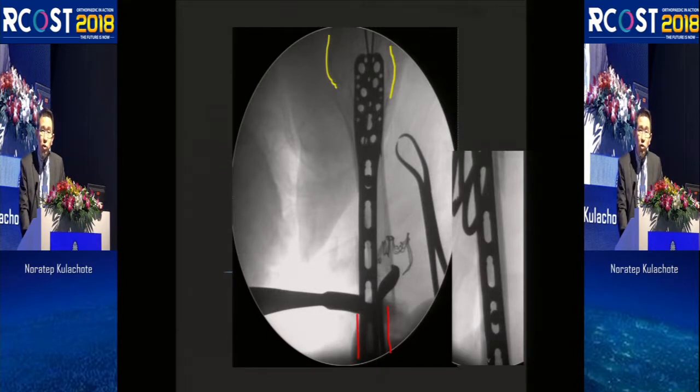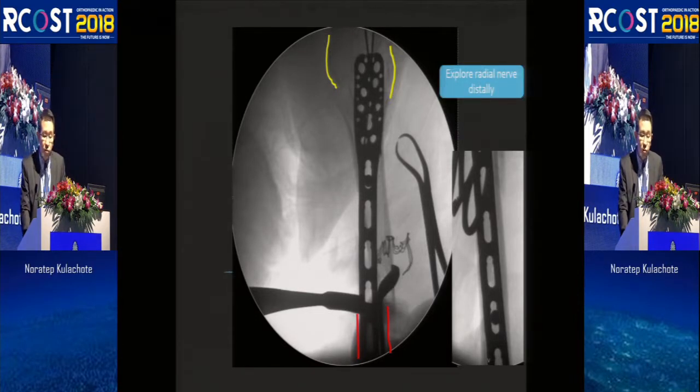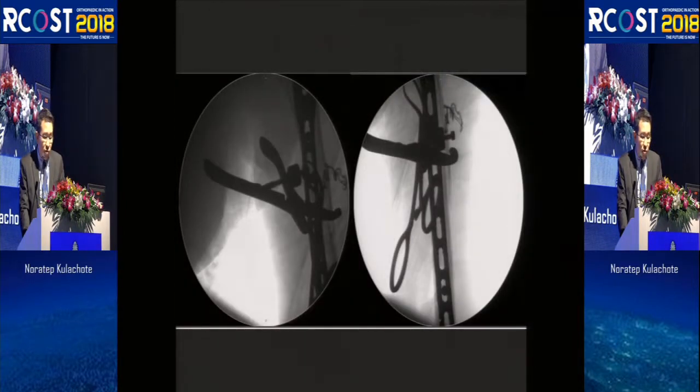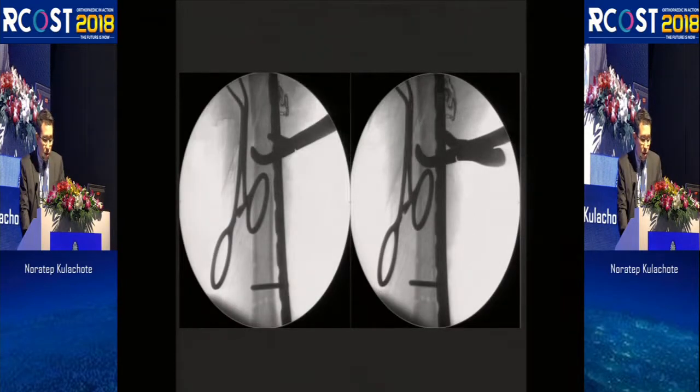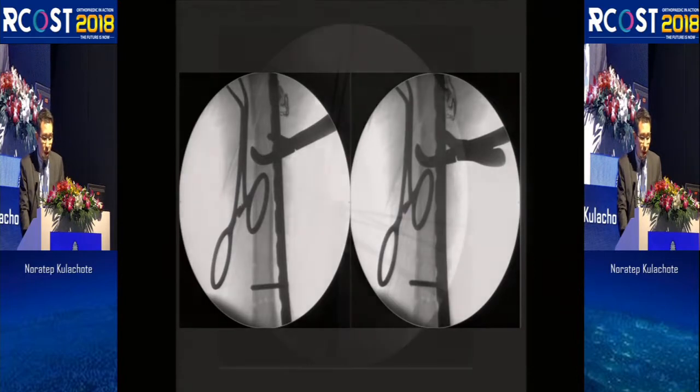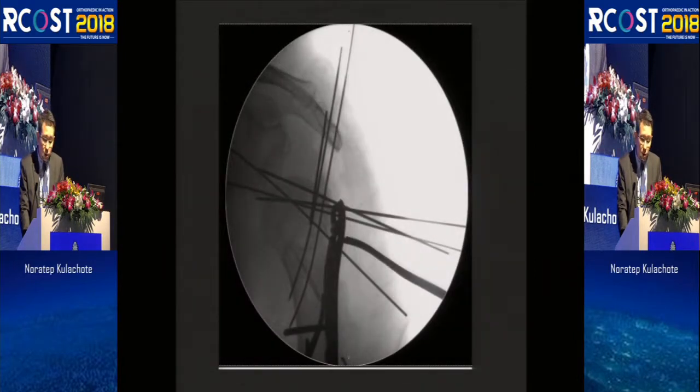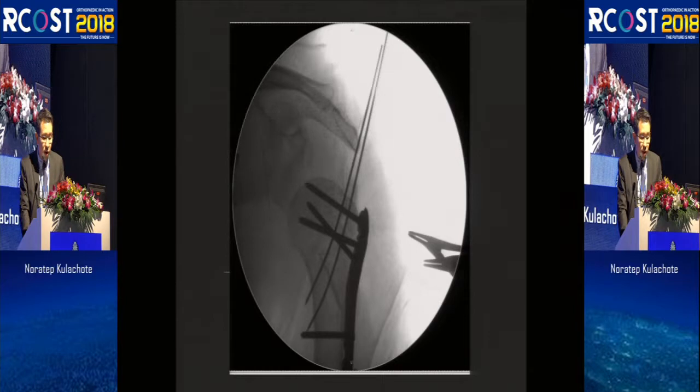But before I inserted the screw, I also made a mini open approach to explore the radial nerve, because the distal tip of the plate might injure the radial nerve, which passes from the posterior to the lateral edge of the supracondyle. After that, I reduced the floating fragment, and then reduced the distal fragment to the plate, and then reduced the humeral head to the floating fragment, making sure that they gained medial contact. And this is the final fixation.